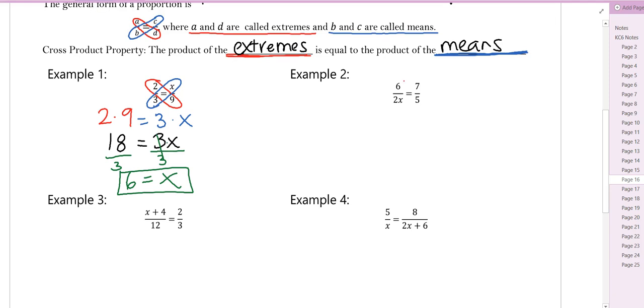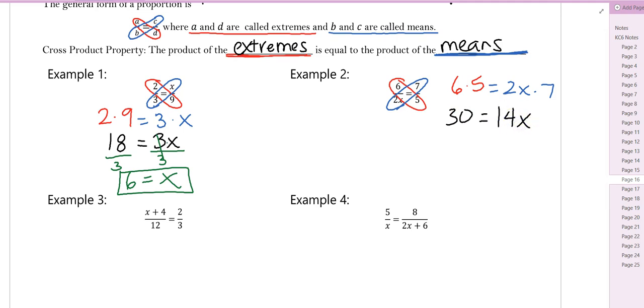So now I'm going to multiply 6 times 5. That's going to equal 2x times 7. And then I'm going to go ahead and simplify. So 6 times 5 is 30. 2x times 7, so 2 times 7 is 14. Don't forget about my x.